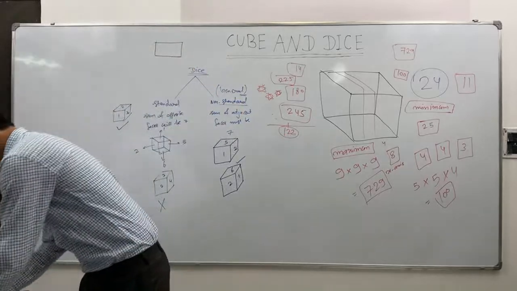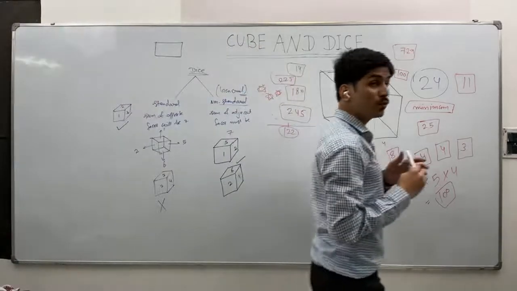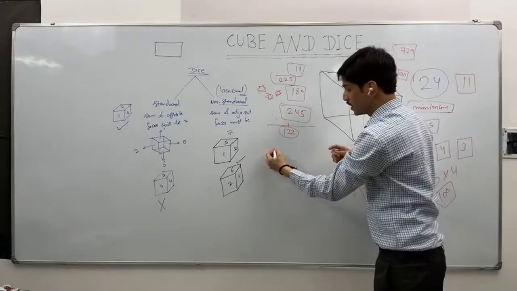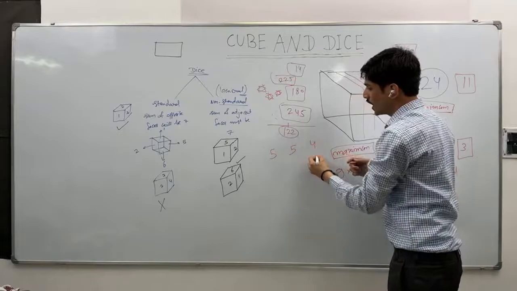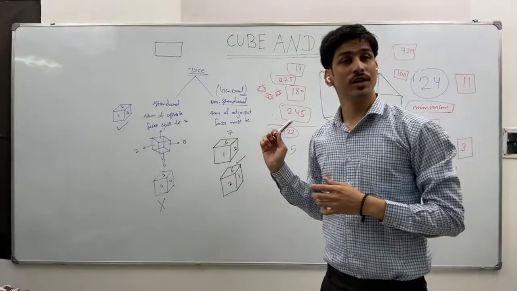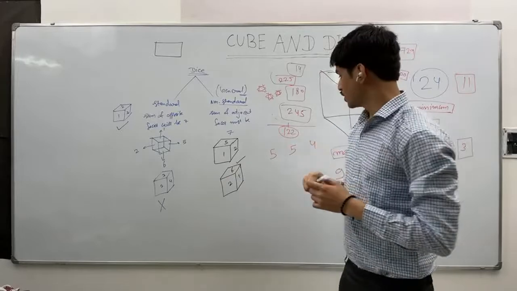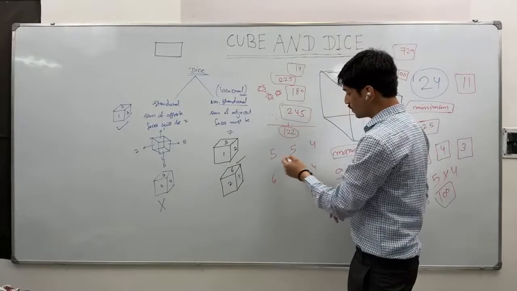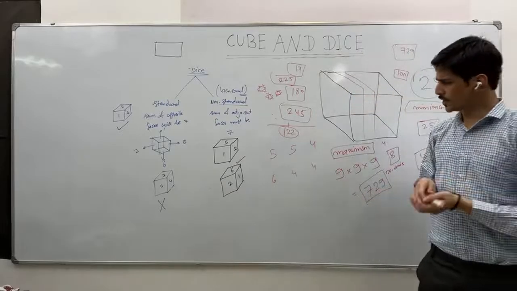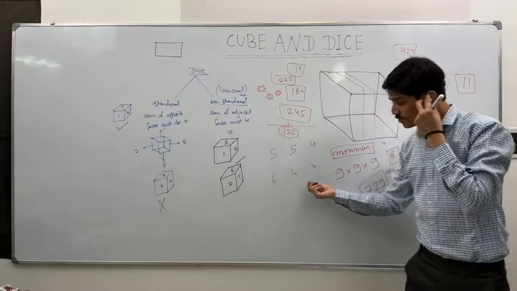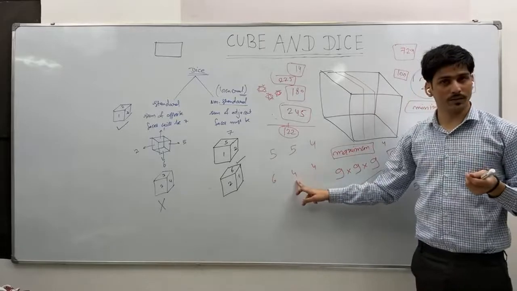180. Okay, let's just check. How did you get 180? Can anyone explain from offline? How many cuts did you make? 5, 5, 4. And what about who got 245? How did you distribute the number of cuts? 6, 4, 4. Okay, we'll see. 8 and 6, 14. If this gives more, then definitely this will be correct, because this is also a possibility: 4 plus 4 is 8, plus 6 is 14.